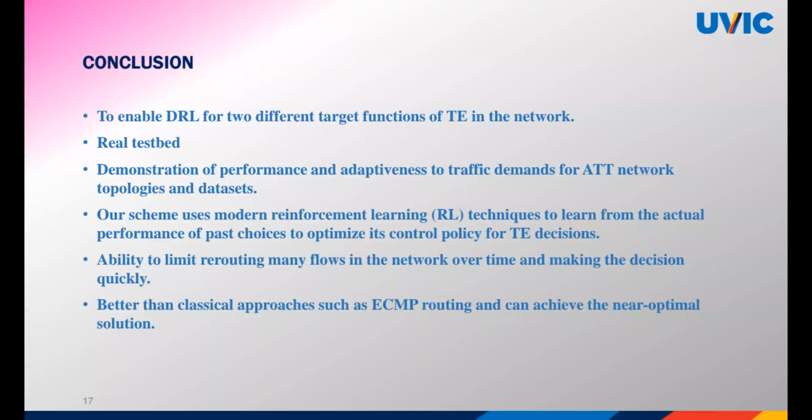In this work, we attempted to enable DRL for 2 different target functions of traffic engineering in the network. We deployed and evaluated our approach on a real test bed and demonstrated its performance and adaptiveness to traffic demands for the ATT real network topology and its datasets. Our scheme uses modern reinforcement learning techniques to learn from the actual performance of past choices to optimize its control policy for traffic engineering decisions.